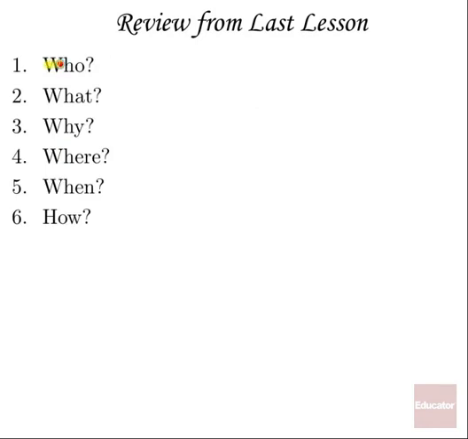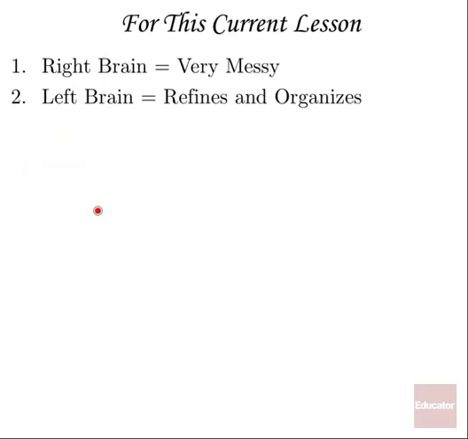Don't forget the interrogatives: who, what, why, where, when, and how. You don't have to ask all of these at the same time. You can ask as many as you like about the topic, and you will pick which ones help you form your thesis. Also, remember that the right brain is very messy, and that the left brain refines and organizes. Last lesson, we were all in right brain land. This lesson, we're going to concentrate on left brain land, because you need to know how to get to Oklahoma.